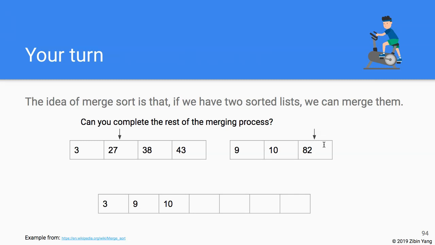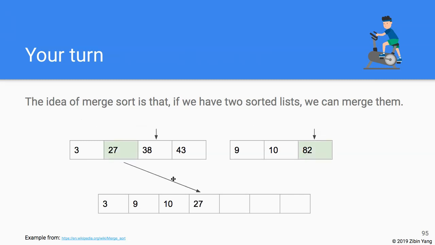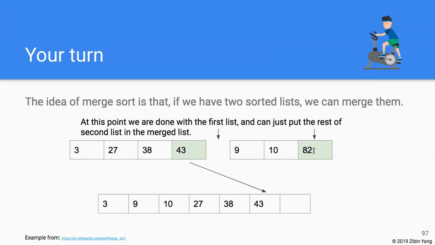Now that you've seen a few steps, can you pause the video and try to complete the rest of the merging process? So assuming you've done that, I'm just going to run through the rest of the process. We compare 27 and 82, put 27 here. Next one, we compare 38 and 82, put 38 here, 43 and 82, and again, put 43 here.